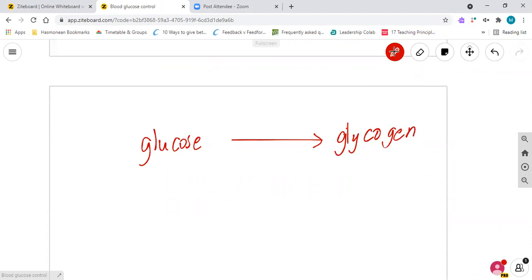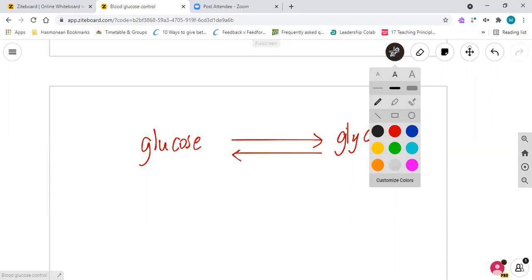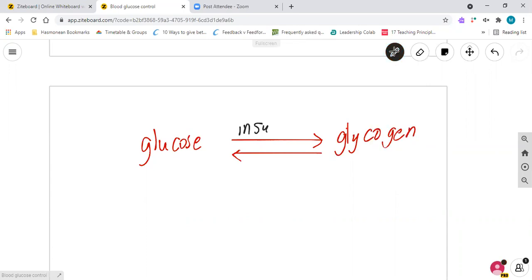So we learned in the molecules unit that you get alpha glucose. Alpha glucose is joined by glycosidic bonds to create glycogen, which is stored in the liver. So it's a polymer of alpha glucose. Now, that is a process that can go in both directions. So if we think about insulin and glucagon, insulin causes the conversion of glucose to glycogen, and glucagon causes the conversion back again.